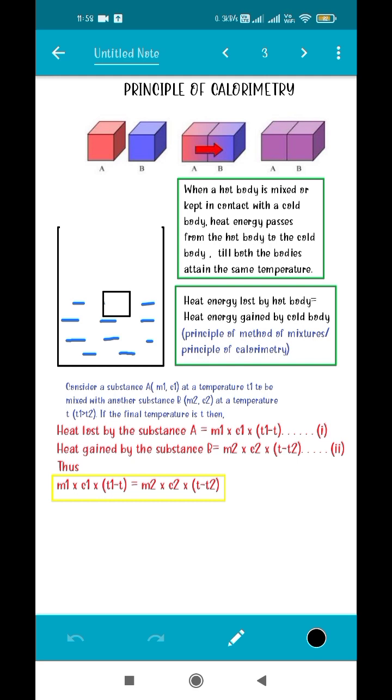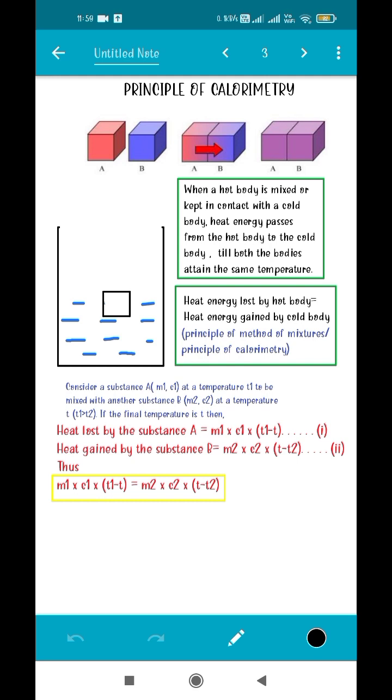So what happens if two bodies of different temperatures are kept close to one another? As you can see over here, there are two objects A and B. A is at a higher temperature and B is at a lower temperature. When they are kept in contact with one another, heat will start transferring from A to B, and it will happen until the temperature of both of them becomes the same. When a hot body is mixed or kept in contact with a cold body, heat energy passes from the hot body to the cold body till both the bodies attain the same temperature.